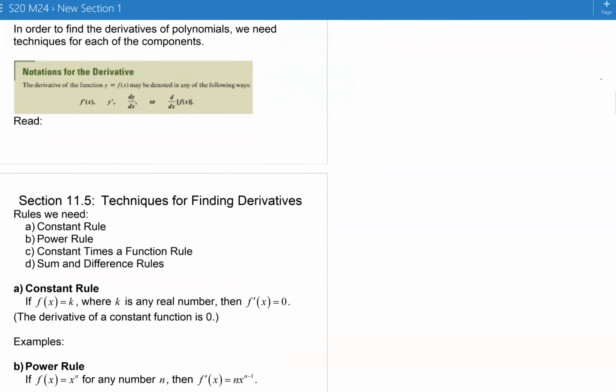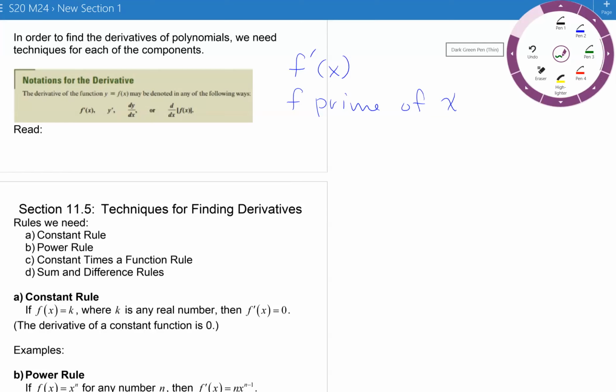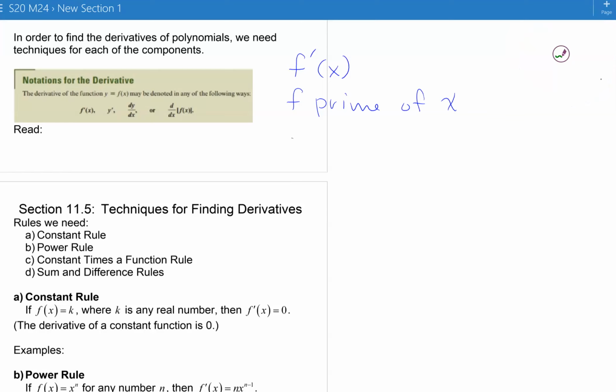Okay, so let's get back to derivatives. That's our goal here. And there's several different notations that all say find the derivative. So this is from your book where they list some of the different notations. I like the prime notation the best, and you read this: f prime of x. If your function's name is f, its derivative is called f prime.